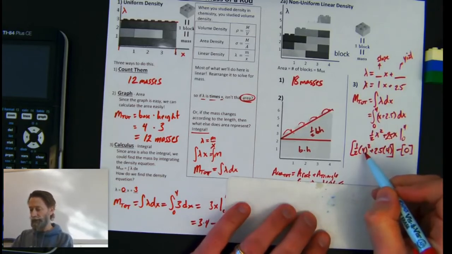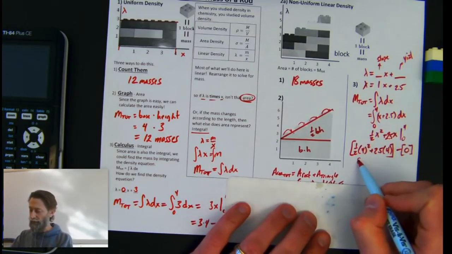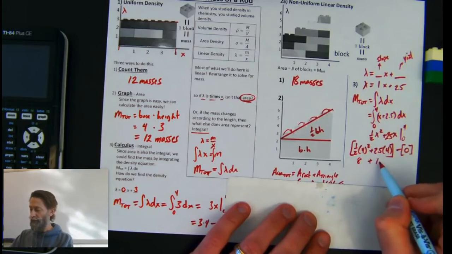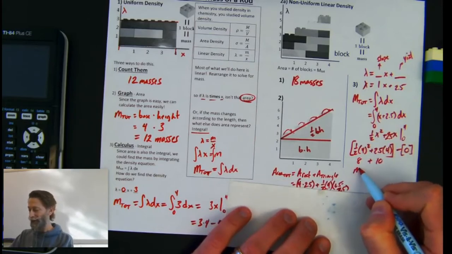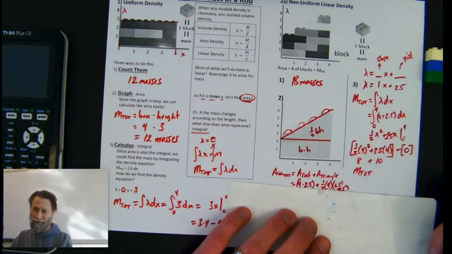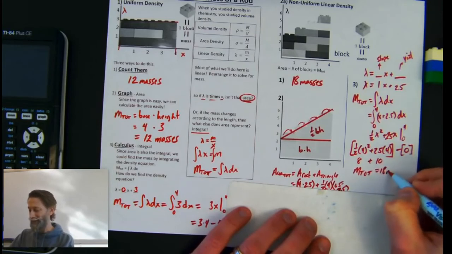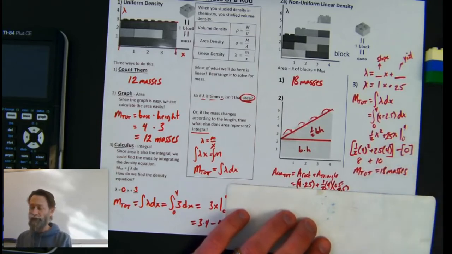So 4 times 4 is 16, divided by 2 is going to be 8. 4 times a half is going to be 10. And hey, guess what? I'm sure this came as a surprise to you, but we ended up getting the exact same value, 18 masses, from that.